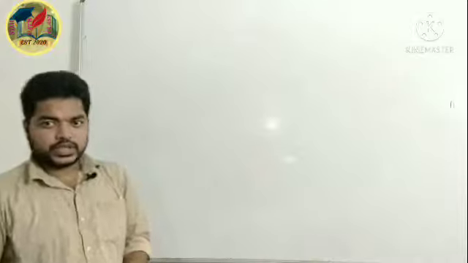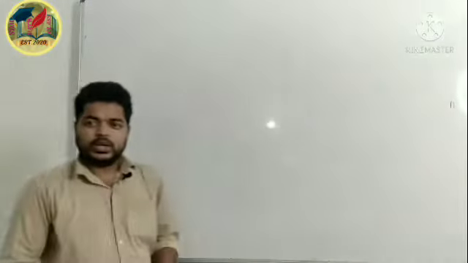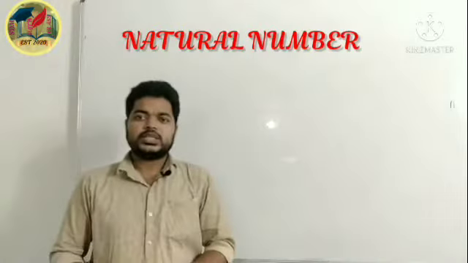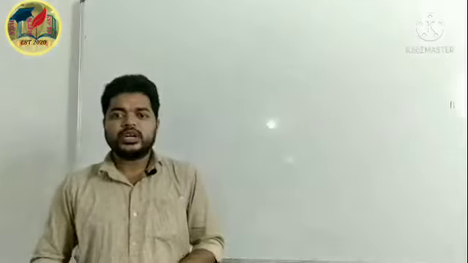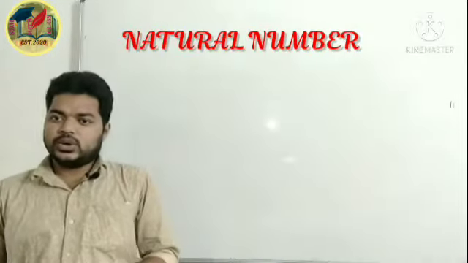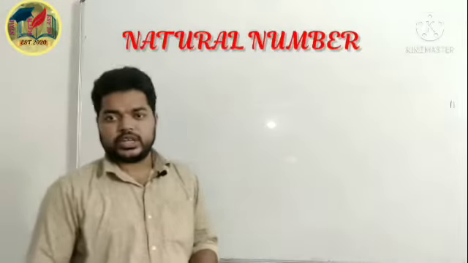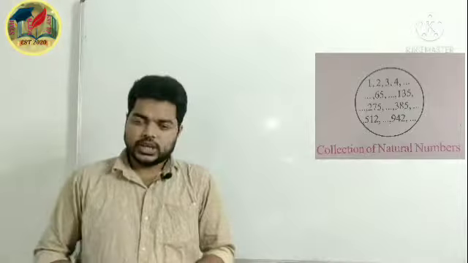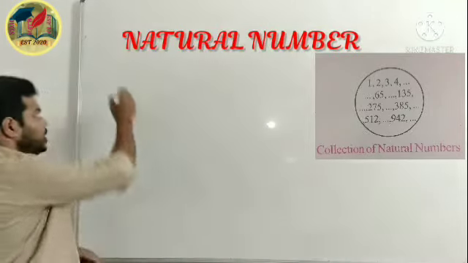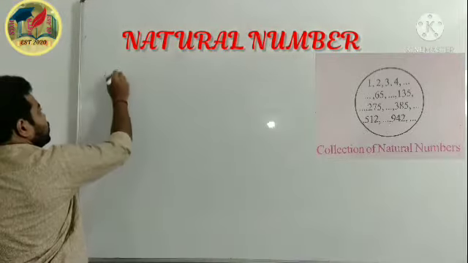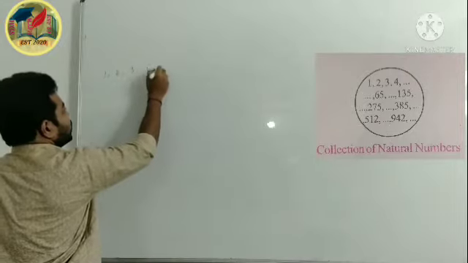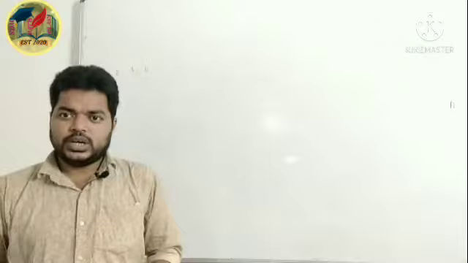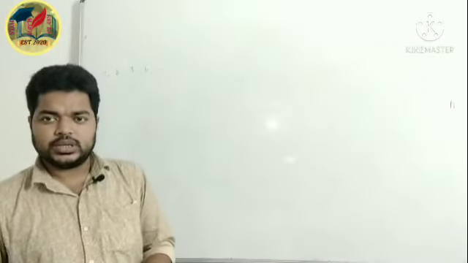Clear? At first we learn about natural numbers. Now what is a natural number? Natural numbers are the counting numbers, the numbers which are used for counting, that is 1, 2, 3, 4, 5, etc. All are natural numbers. 1, 2, 3, 4 and so on. These are natural numbers. Clear?